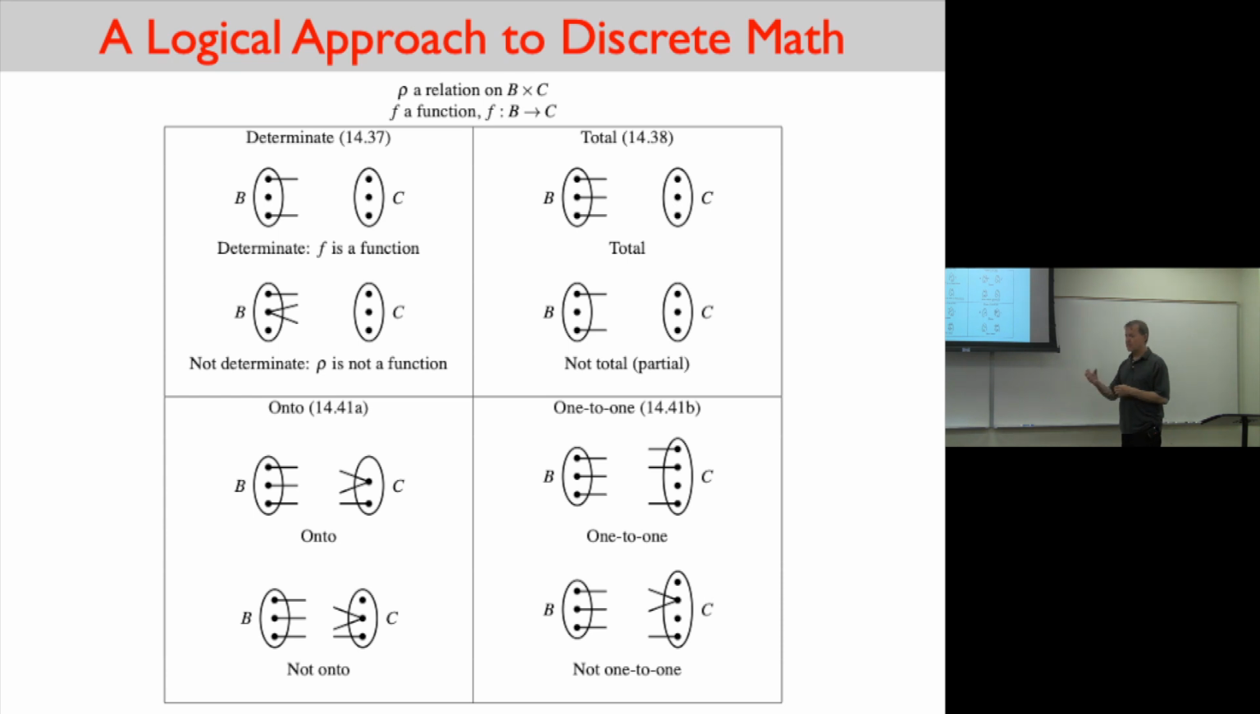And total means what? It means all the points are used up in the domain. And onto means all the points are used up in the range. And one-to-one is kind of like a mirror image of determinate. Instead of being the vertical line test, one-to-one is the horizontal line test. That means you can't have two different points in the domain mapped to the same point in the range. All right, so those were those definitions.